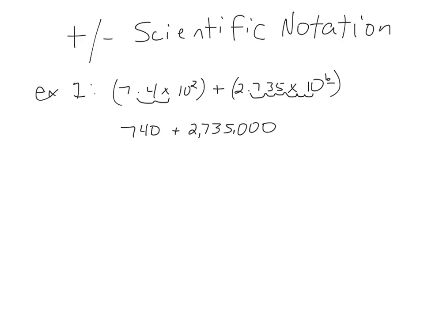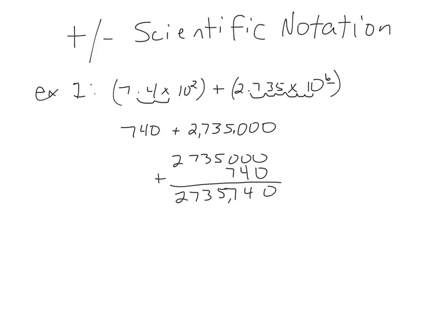Now, our job is to add those two. So I take 2,735,000 and I add 740. And I get 2,735,740. Okay? Now, this is not a number we would normally put into scientific notation, but these are the types of numbers that they're going to give us, so we're going to have to deal with it.